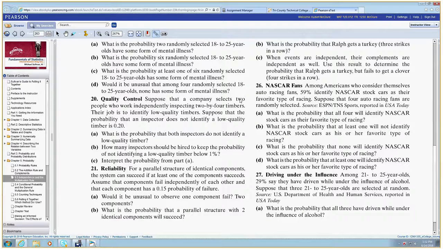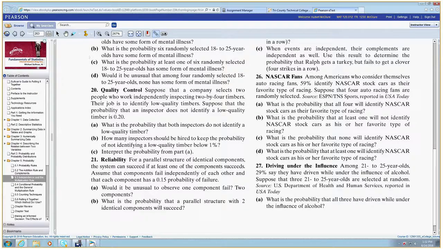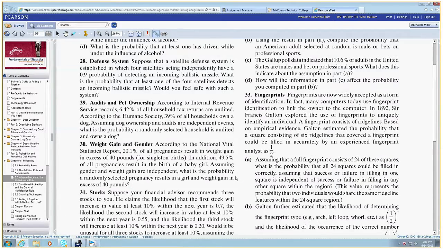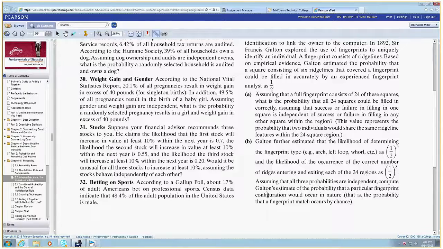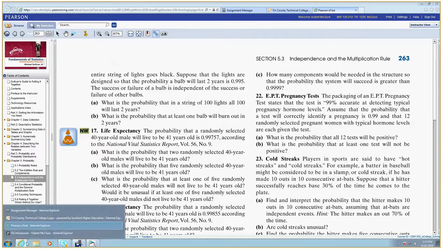Suppose that a company selects 2 people who work independently inspecting 2x4 timbers. Their job is to identify low quality timbers. Suppose that the probability that an inspector does not identify low quality is 0.2. That's kind of backwards from what I was wanting. I guess they retired the CD question. All right, let's find another one. Let me go back to the homework because they have the answer, and that way we can check the answer.